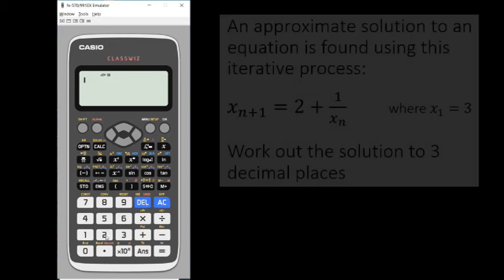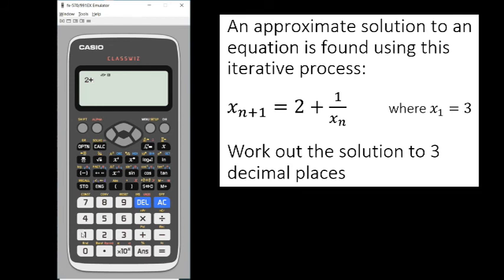The other one I want to talk about is iteration. If you're doing something involving an iteration, you're going to repeat something over and over again. So this ANS button here is going to be very, very useful. Let's assume you've got an iterative equation that looks something like 2 plus 1 over x, where x is your first value. Let's say your first value is 3. So 2 plus 1 over 3 is your first one, and you press equals. That gives you your first answer.